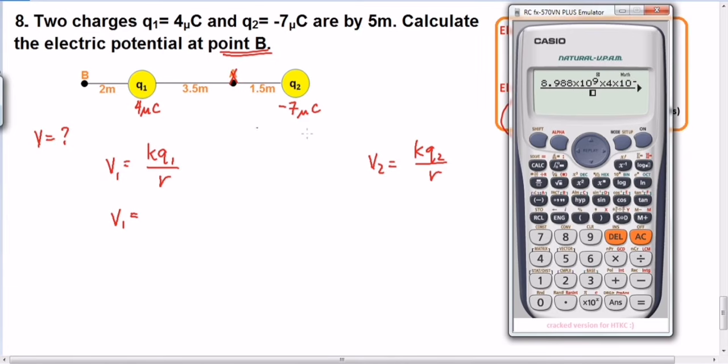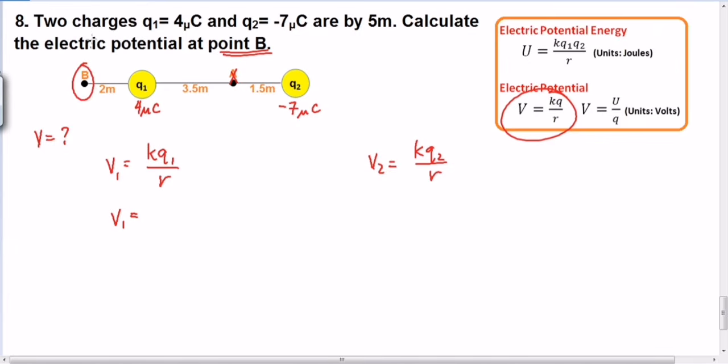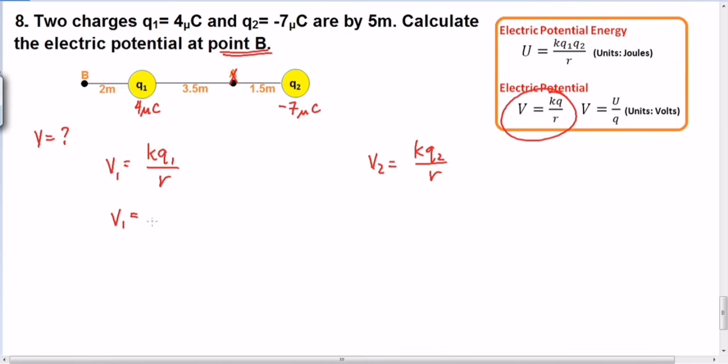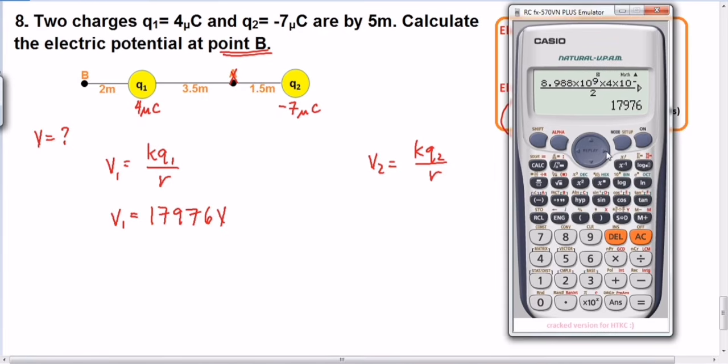Yan yung micro. So, gaano kalayo since ito yung ating point of reference? So, B to Q1 is 2 meters. Okay? So, 2 meters. So, the answer is 17,976 volts. Okay? And then, yung Q2 naman, palitan ko lang tong 4 na to since ang Q sub 2 natin is negative 7. Pero same sila micro. So, times 10 raised to negative 6.